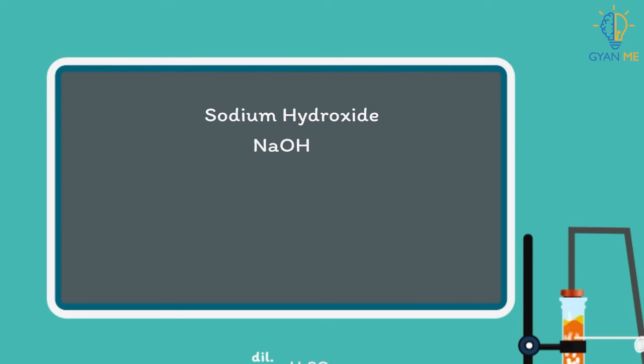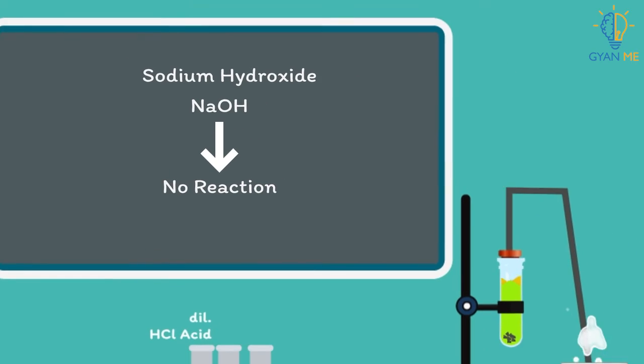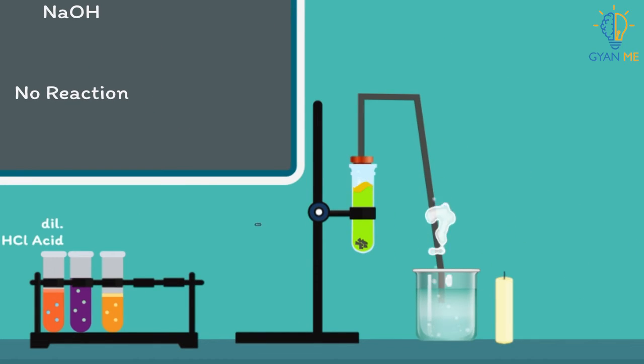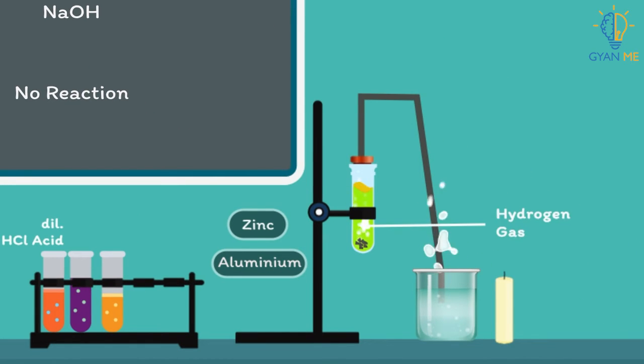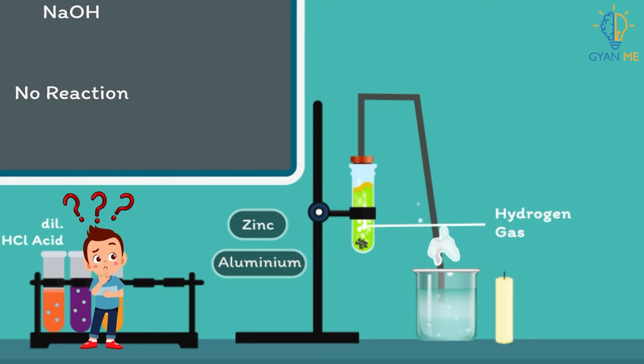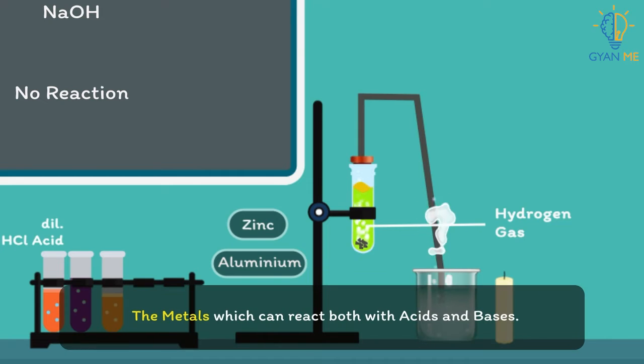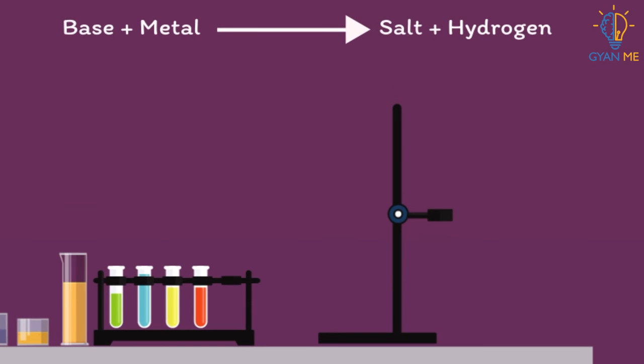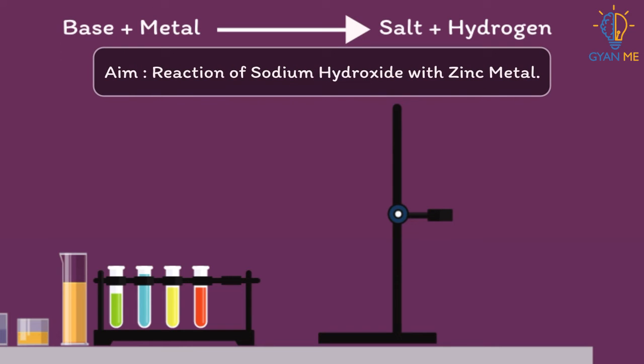Now, let's try a similar experiment using base instead of an acid. Students, keep in mind that most metals do not react with bases, but some amphoteric metals like zinc and aluminium react with base to form salts and hydrogen gas. Students, do you remember what amphoteric metals are? Yes, the metals which can react both with acids and bases. Now, let us do an experiment to carry out chemical reaction of sodium hydroxide, which is a base, with zinc. Our aim is to see the reaction of sodium hydroxide with zinc metal.